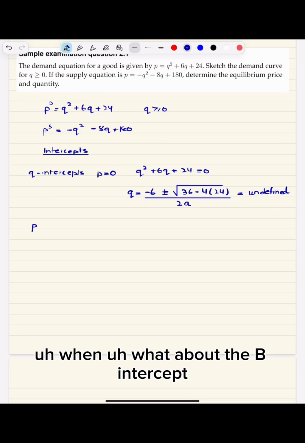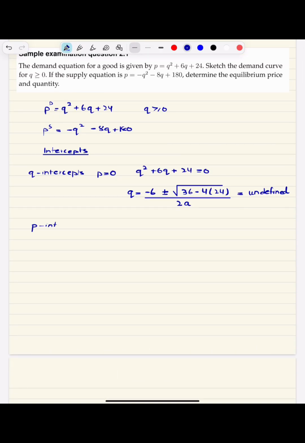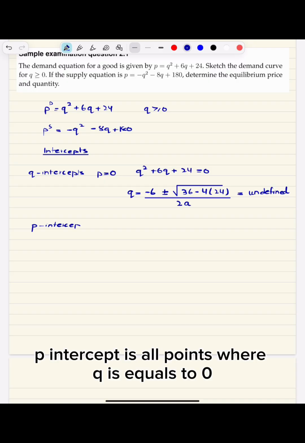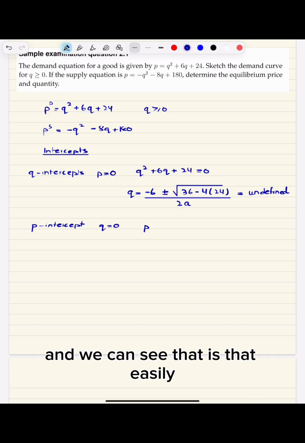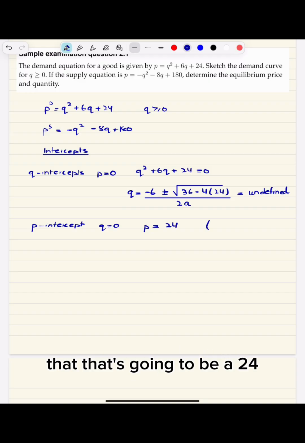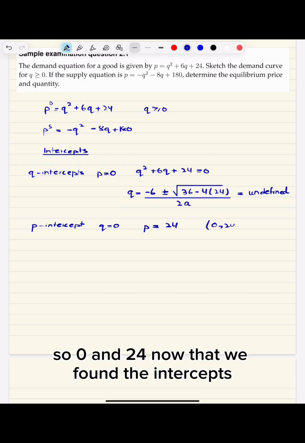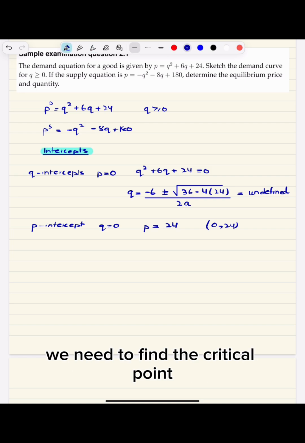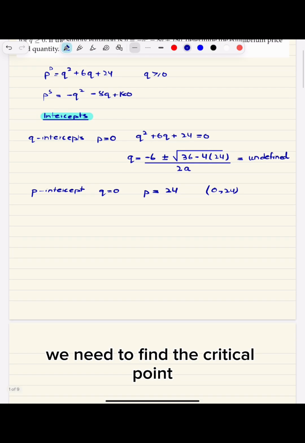What about the p-intercept? The p-intercept is all points where q is equal to 0, and we can see easily that's going to be 24. So 0 and 24. Now that we found the intercepts, we need to find the critical point.